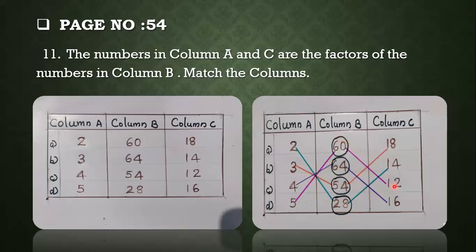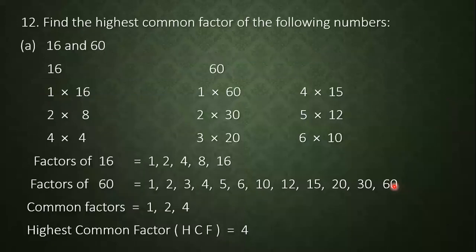Okay children. Now the next question is, find the highest common factor of the following numbers. In this question, two numbers are given. We have to find the factors of both the numbers and it involves many steps. So you have to do it in the notebook only. From this question onwards, whatever portions are left in the workbook, all that we are going to do in the notebook only. Okay. So this question you are going to do in the notebook.